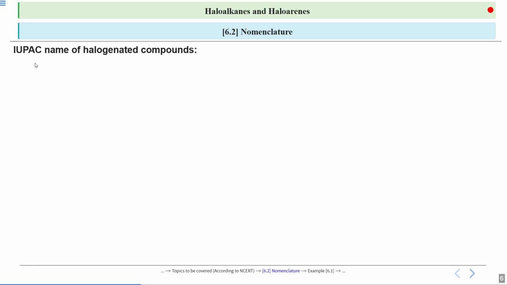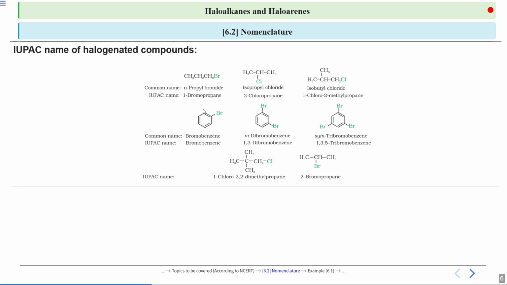So let's see the IUPAC names of halogenated compounds. You can see we have different compounds given here. First of all, let's consider the first one, CH3, CH2, CH2Br. Br means bromine, so this is a halogenated compound. Halogen is present in it. The common name of this will be n-propyl bromide. Okay, n-alkyl halide, n-propyl bromide, right?